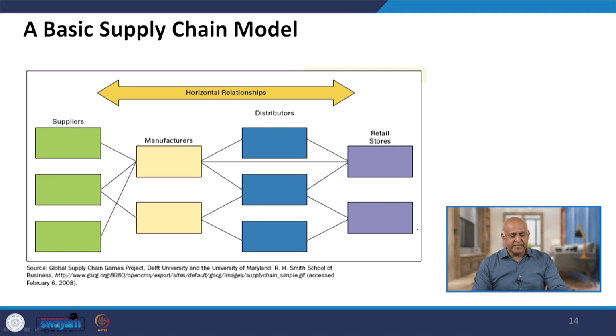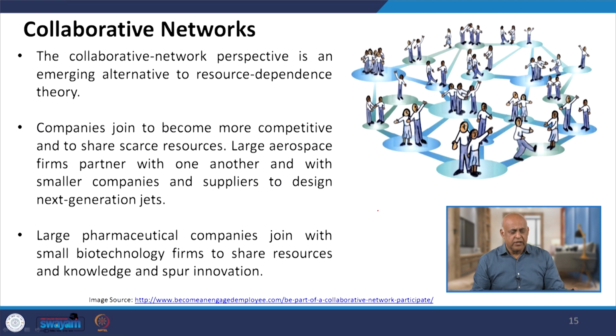Here we will talk about the basic supply chain model. It shows the horizontal relationships: these are the suppliers, these are the manufacturers, distributors and retail stores. So, here you can understand that when we are talking about the cooperative style of interrelationship among organizations, that becomes very important. The collaborative networks perspective is an emerging alternative to resource dependence theory.